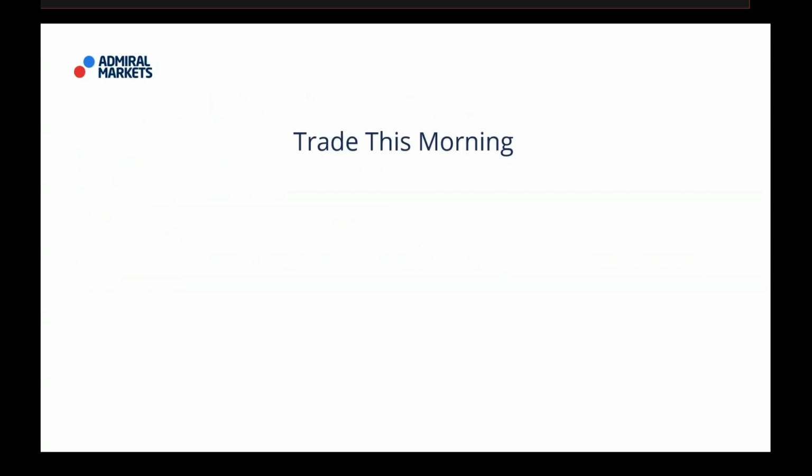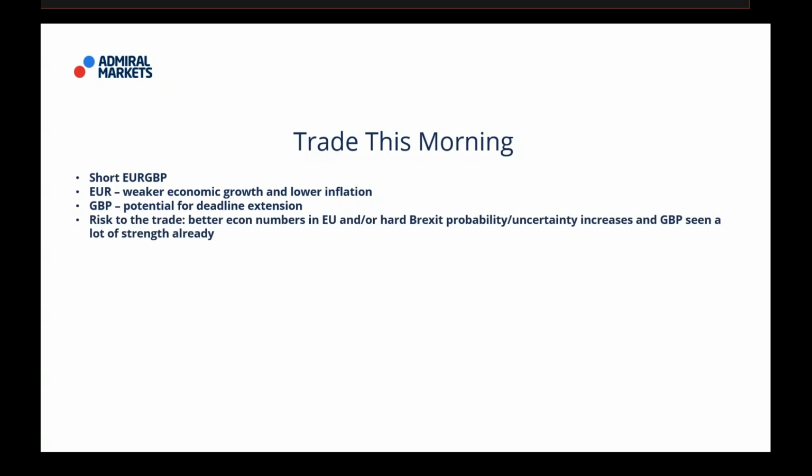All right. Trade this morning. I'm looking for this week to short euro pound, and I'm 100% aware how dangerous this trade is based on political bits and pieces hitting the wire. Nevertheless, euro, weaker economic growth and lower inflation. I want to short anything euro at high prices, and for the pound, I see potential for a deadline extension this week, starting from Tuesday. The problem is, has the pound appreciated already so much that some of the large asset managers, as alluded to early on, will take profits? In that case, this trade may go sideways.